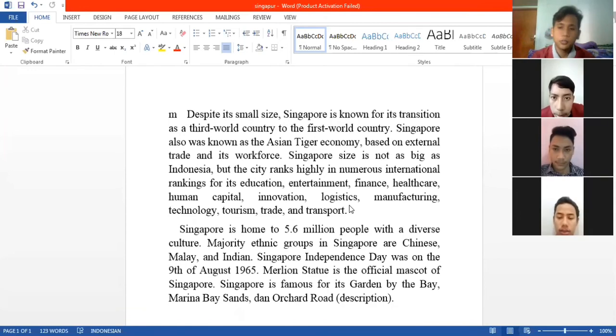Now your job is to choose one of the vocabulary, either adjective or verb, which you are not familiar with. Silakan dipilih salah satu vocabulary yang menurut kalian kurang paham, and we're going to discuss it. Anybody? Silakan. Workforce.